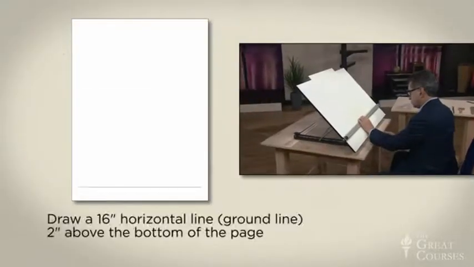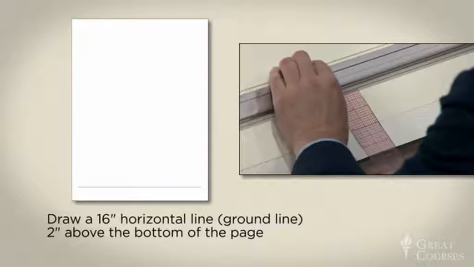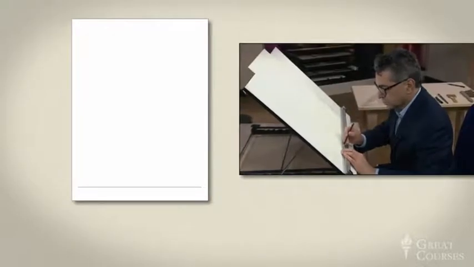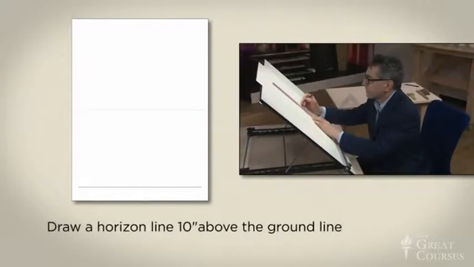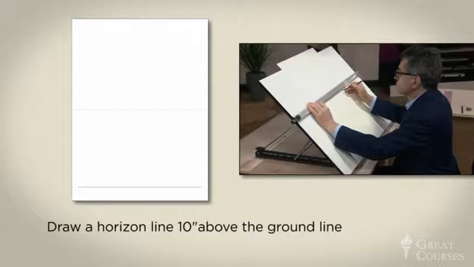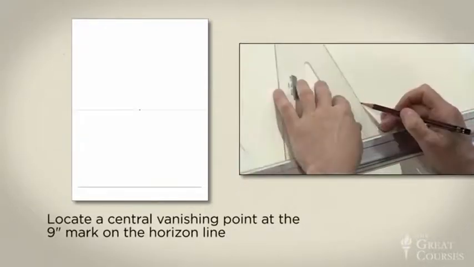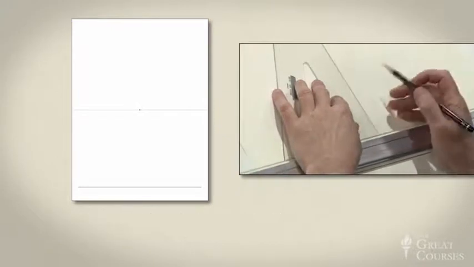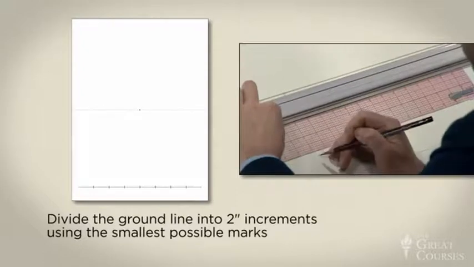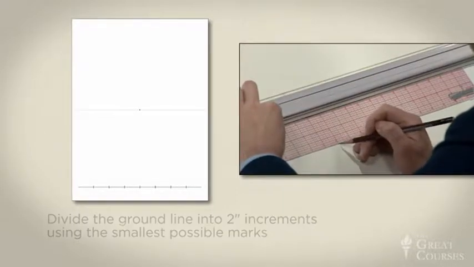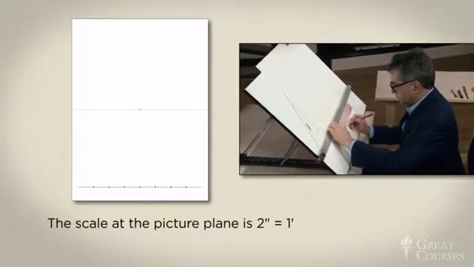We'll start out with a 16-inch horizontal line, a ground line, 2 inches above the bottom of the page. This will also be the bottom edge of the drawing's format shape. Next, draw a horizon line 10 inches above the ground line. Locate a central vanishing point or crosshairs at the 9-inch mark on this line. Now, we'll divide the ground line into 2-inch increments. Make these marks as small as possible. Our scale at the picture plane is 2 inches equals 1 foot.